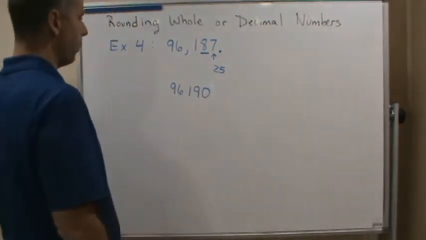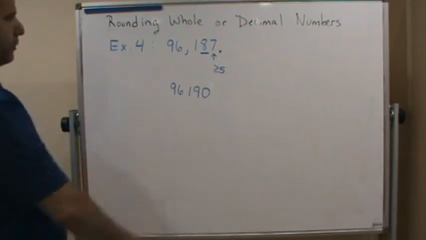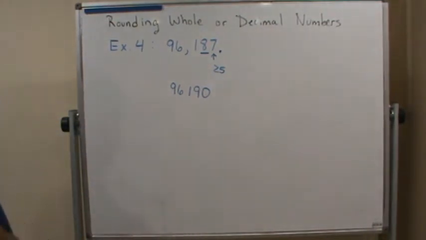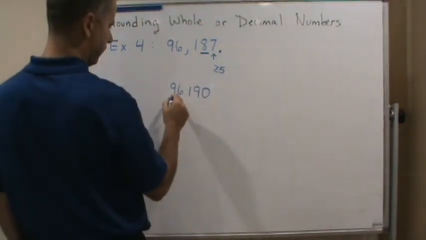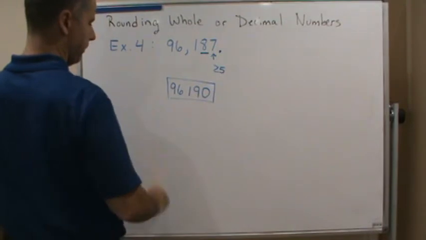So, to round 96,187 to the nearest tens, it's this. Okay?